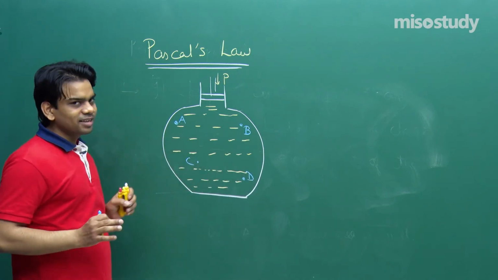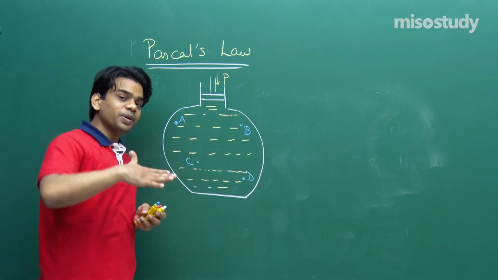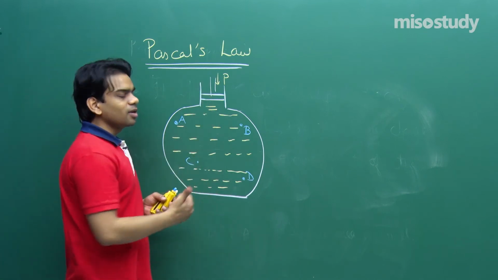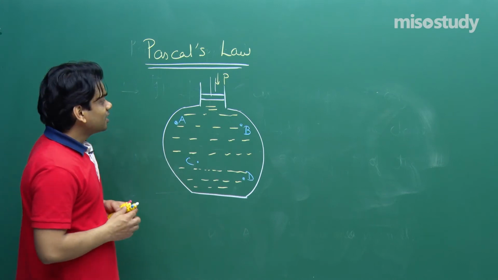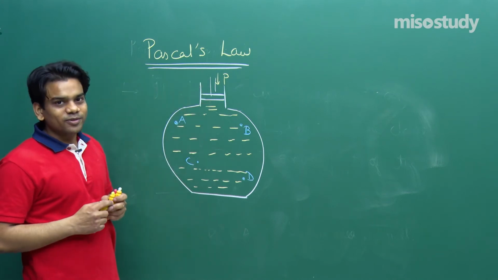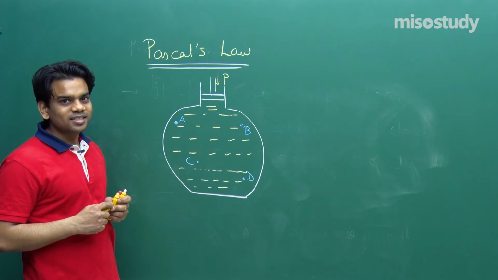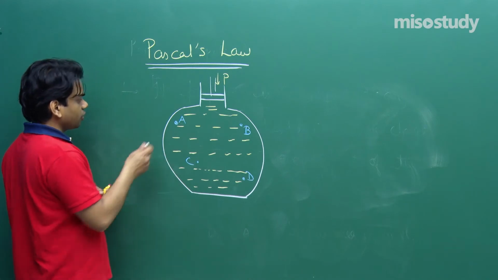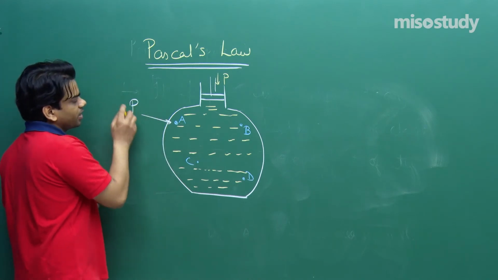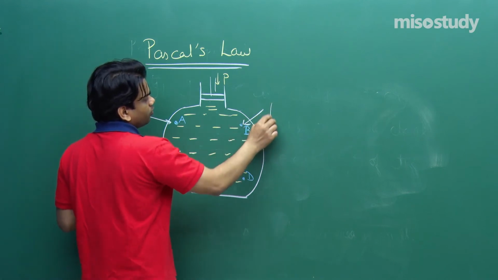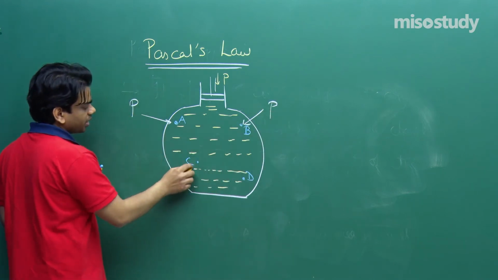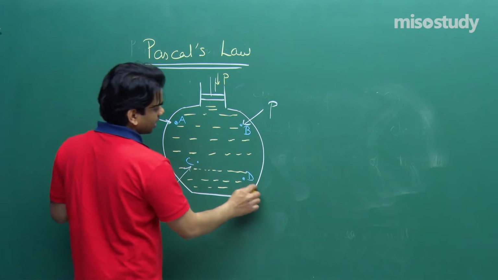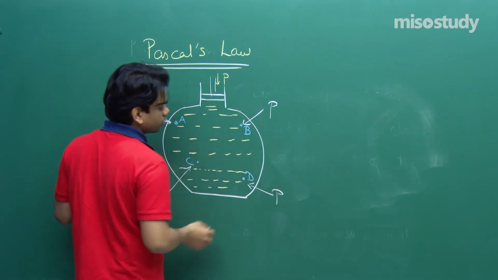Initially all are in static condition. If you exert a pressure on the piston so that it comes inside, then this excess pressure with which you have pushed the piston inside, the same excess pressure will appear at A, at B, at C, and at D also, the same excess pressure.